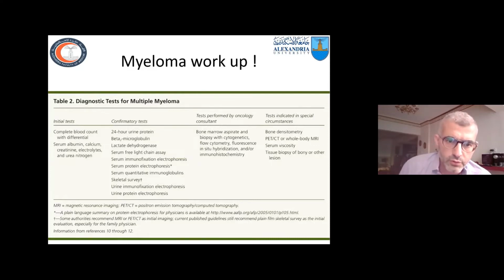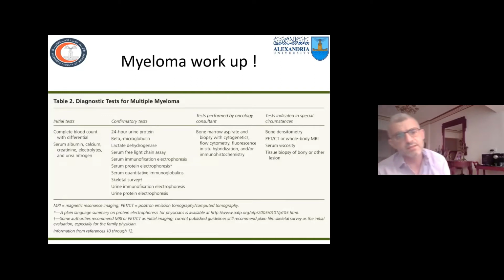These are the 24-hour urine protein, beta-2 microglobulin, and LDH. Both of these we use in what we call the International Staging System, or the ISS stage, or the revised ISS stage. Also the serum free light chain, serum immunofixation, serum protein electrophoresis, quantitative immunoglobulins, skeletal survey, which can be done by various methods, urine immunofixation, and urine protein electrophoresis.